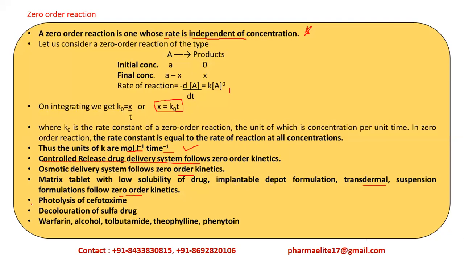Another typical example is photolysis of cephaloxime. Then decoloration of sulfur drugs. And other drugs which follow zero order kinetics are warfarin, alcohol, tolbutamide, theophylline, and phenytoin. Remember the examples of the drugs which follow zero order kinetics. You can get a direct question asking which of the following drugs follows zero order kinetics or which does not follow zero order kinetics.